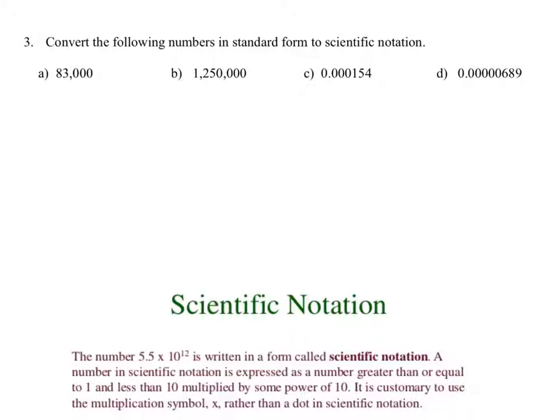To write a number in scientific notation, you're going to move the decimal place until you get to a number that is greater than or equal to 1 and less than 10, and then count how many times you move the decimal point, and you're going to multiply 10 by that power.